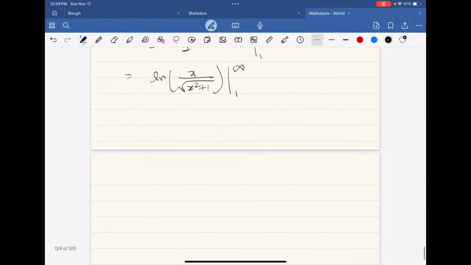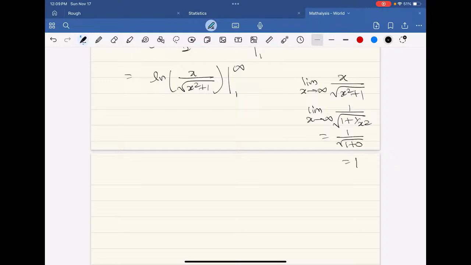At infinity, notice that this is an infinity by infinity form. Let's see the value as x goes to infinity of x by square root of x square plus 1. What you can do is divide numerator and denominator by x. So this will just be 1 by square root of 1 plus 1 by x square. Now substitute x as infinity, so this will just be 1 plus 0, which is just 1. So at infinity, this is ln of 1, which is 0. At 1, this is 1 by square root of 2, and subtracting it, it becomes plus ln of square root 2.